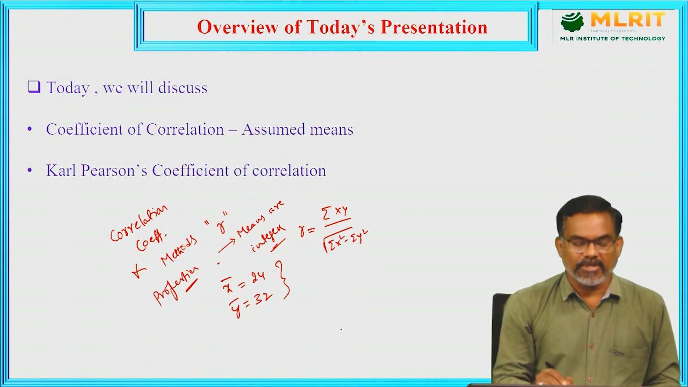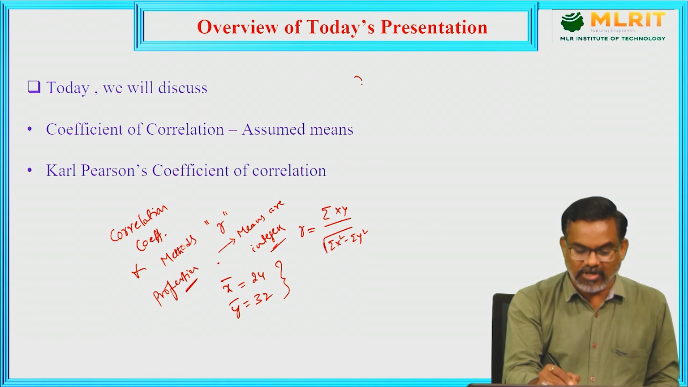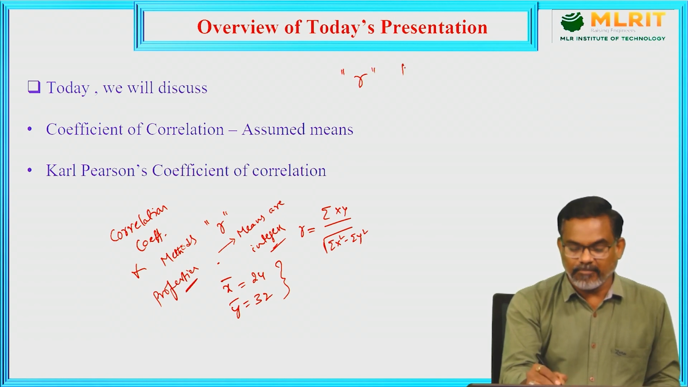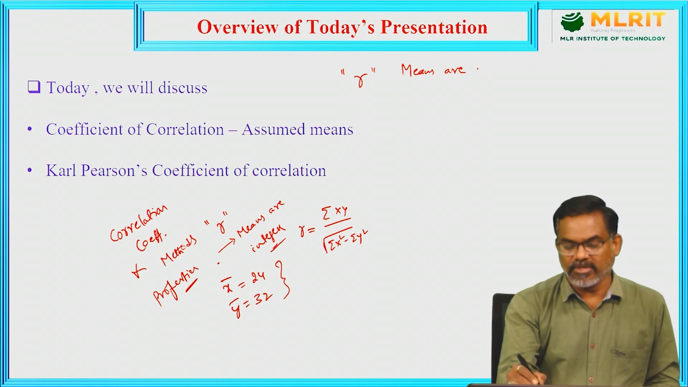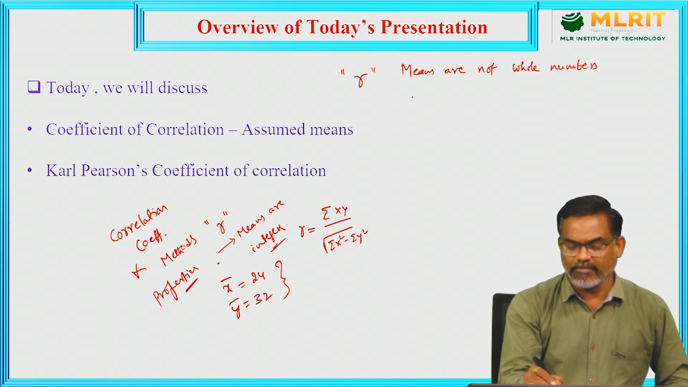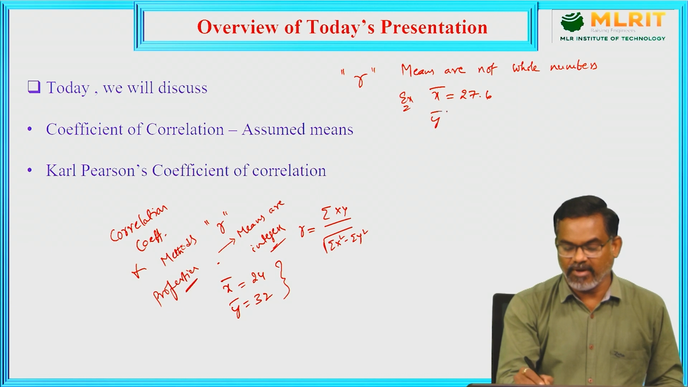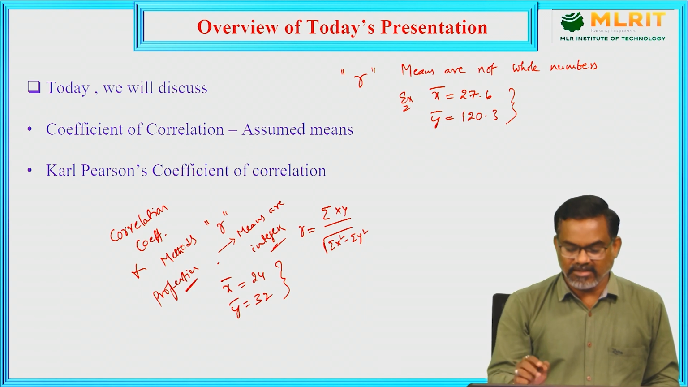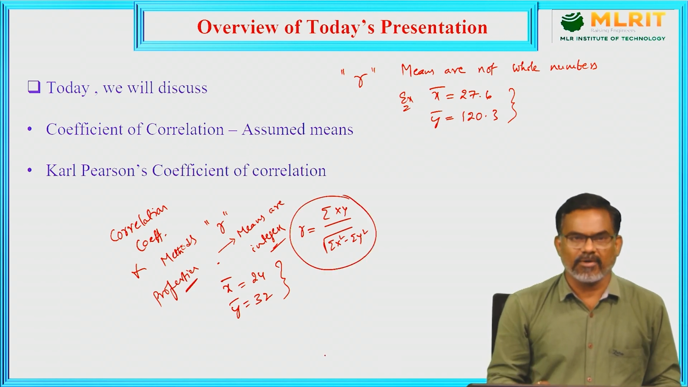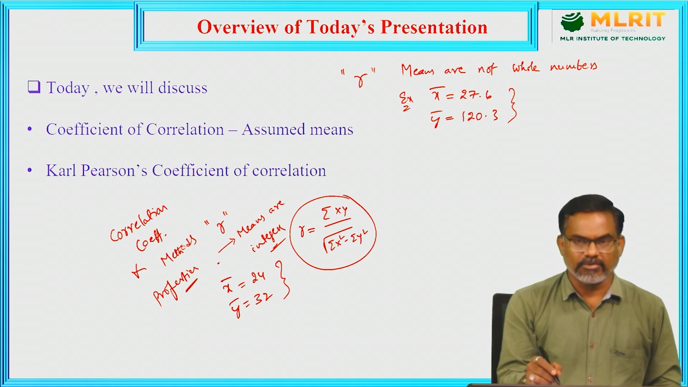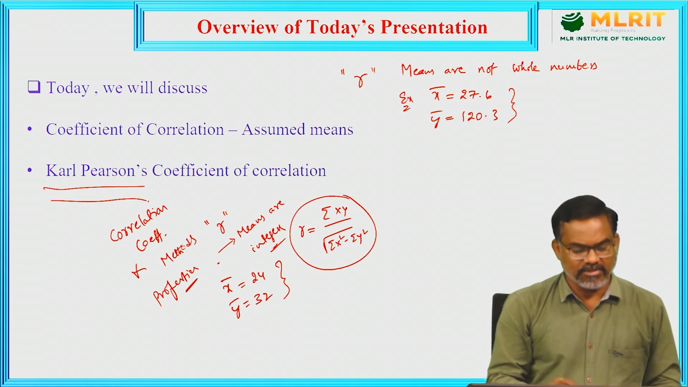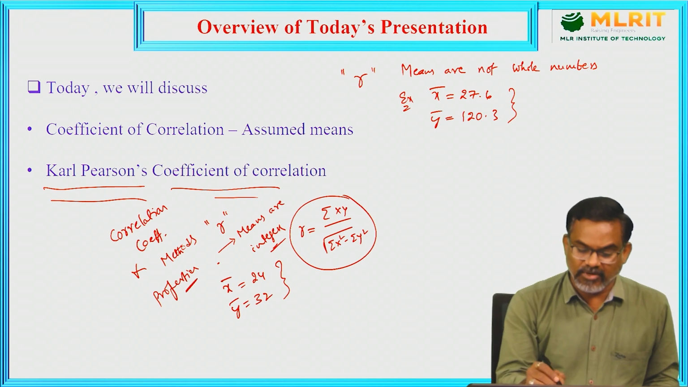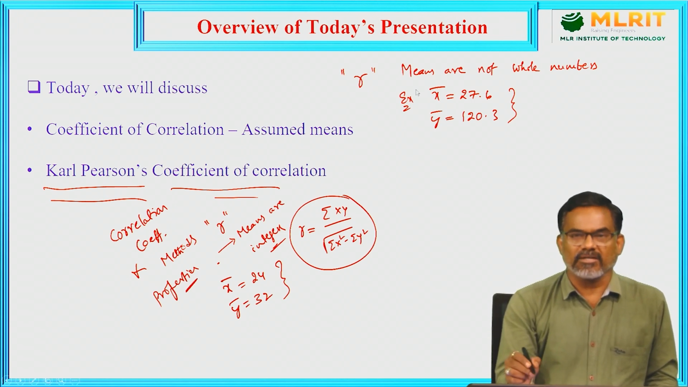Now, in today's presentation, we find the coefficient of correlation, the value of r, when the means are not whole numbers. For example, if x bar is 27.6 and y bar is 120.3, which are not whole numbers, we cannot use this formula. So, we use a different formula, which was also proposed by Karl Pearson. In today's class, we are going to find the correlation coefficient when the means are not whole numbers.